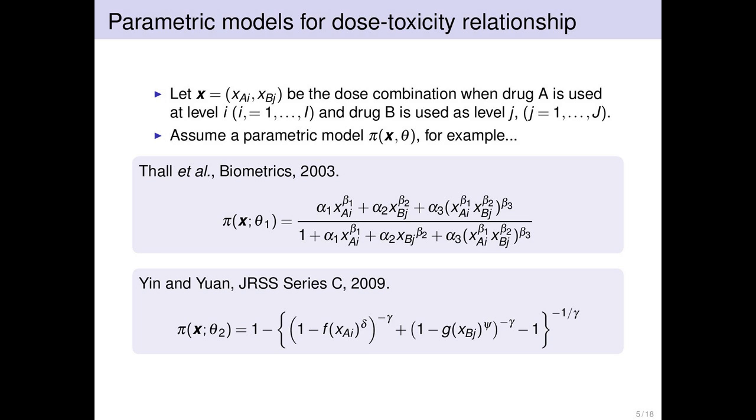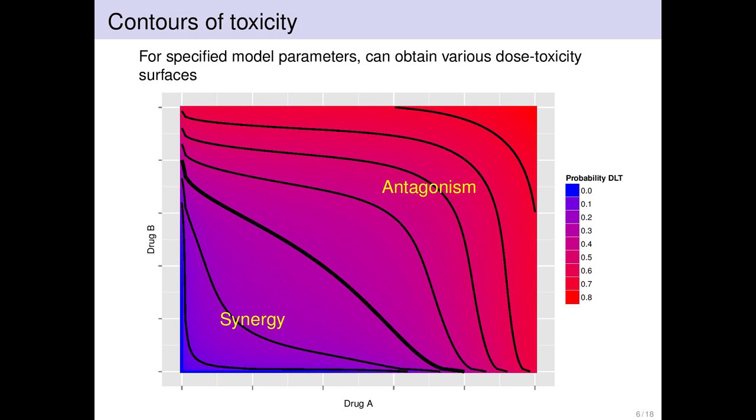And then the delta parameter gives us the amount of uncertainty around that guess. And the gamma parameter here is used as an interaction parameter. So there are two potential parametric models that could be used. If we jump onto slide 6, you can see that for specified model parameters, we can obtain various dose-toxicity surfaces.